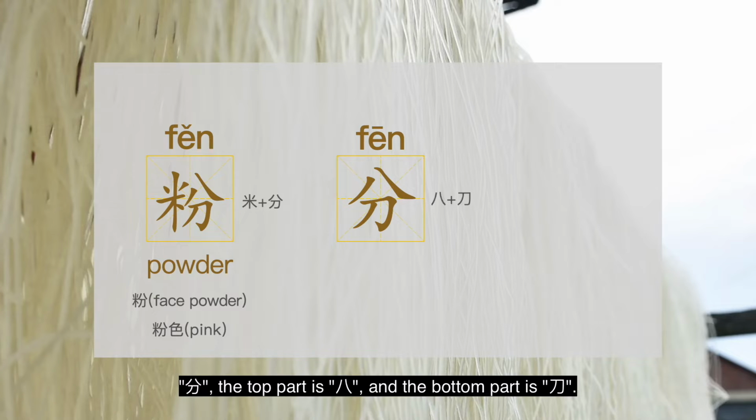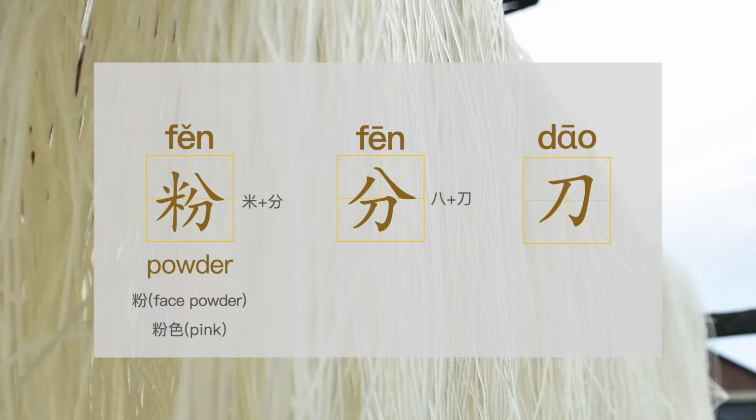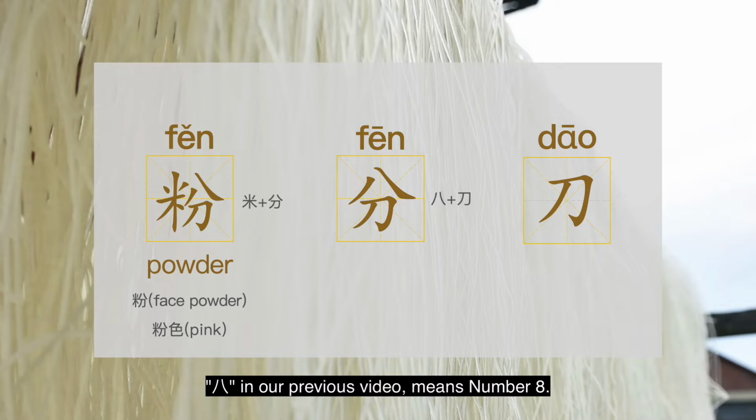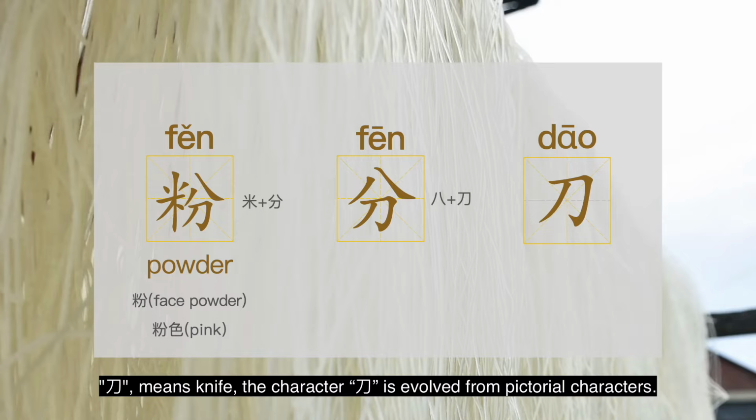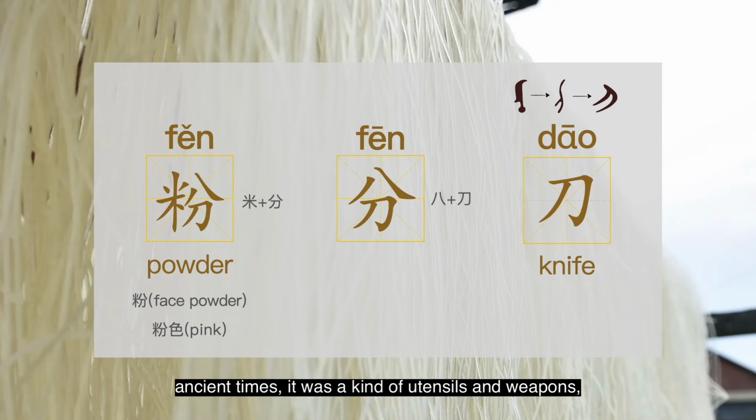分. The top part is 八 and the bottom part is 刀. 八 in our previous video means number 8. 刀 means knife. The character 刀 evolved from pictorial characters. In ancient times, it was a kind of utensil and weapon, and in modern times, it is mainly used to cut food and objects.